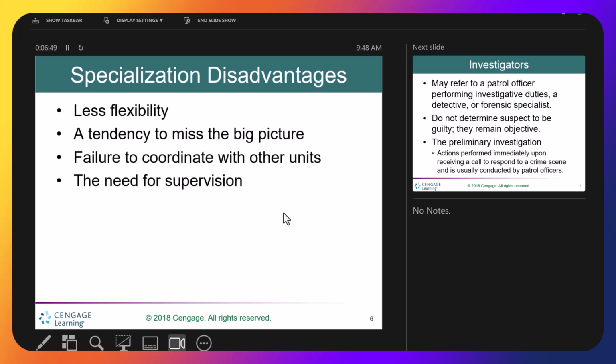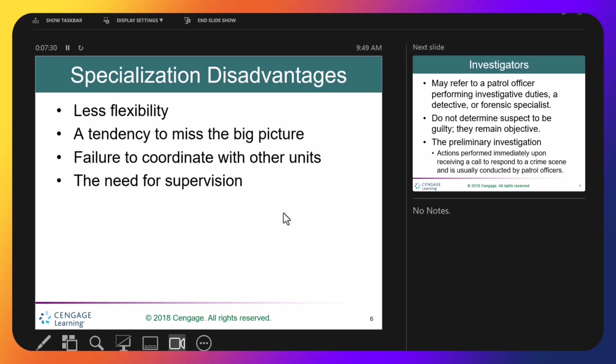Now, when you have these specialty units, they are very good at what they do. But there are some drawbacks too. Because they are so specialized, they have less flexibility. Realistically, there's not flexibility when someone's mission is narrow and very specialized. There's a tendency to miss big picture stuff. If it's the robbery unit, that's what they concentrate on. What they don't concentrate on is that there's other crime associated with the robberies that's not robbery. They wouldn't pick up on that.